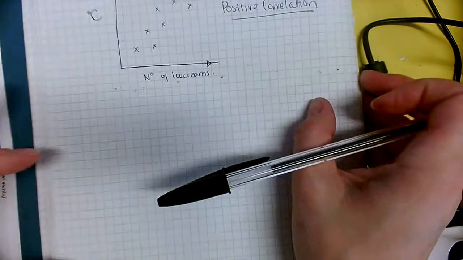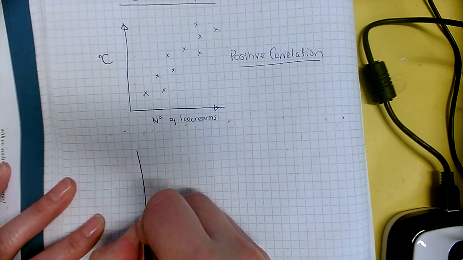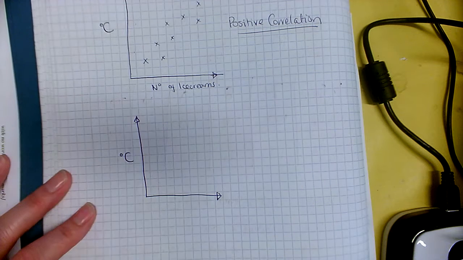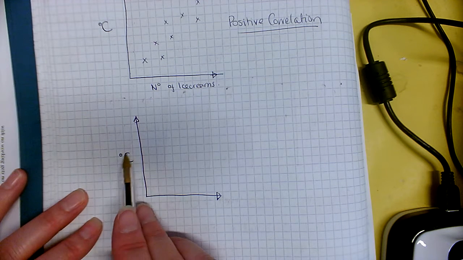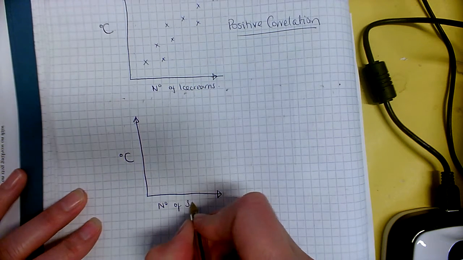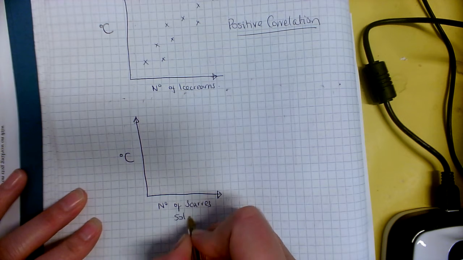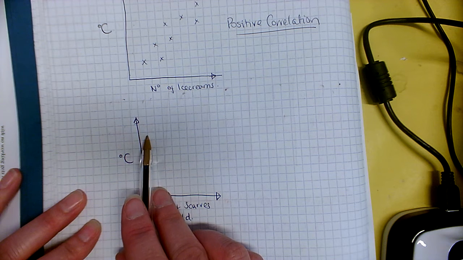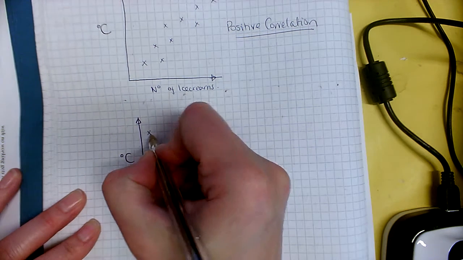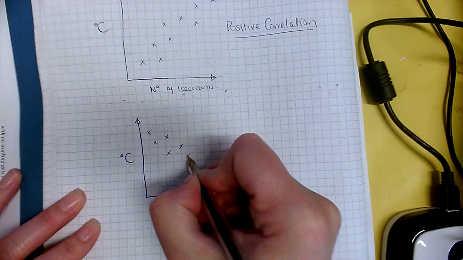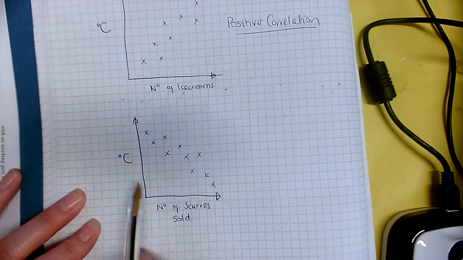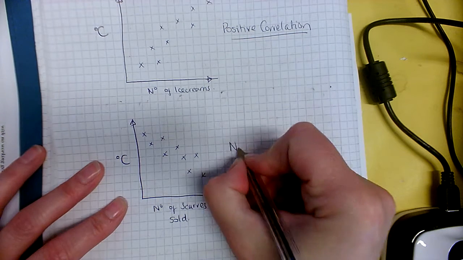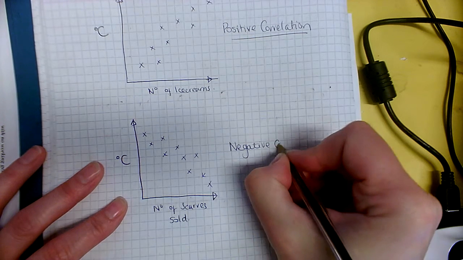Now we could have the opposite to that. So let's do another quick set of axes. This time we would have, let's stick with degrees Celsius to keep it a little bit consistent, and let's have number of scarves sold. Now this time, as the temperature goes up, we would expect the number of scarves sold to be lower. So we would expect a graph that might look something like this. As one goes up, the other one is going down. So this is called a negative correlation.